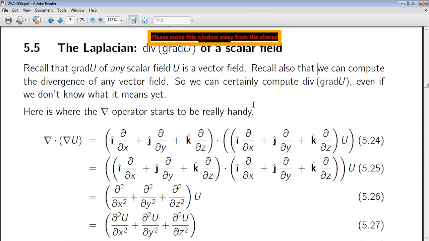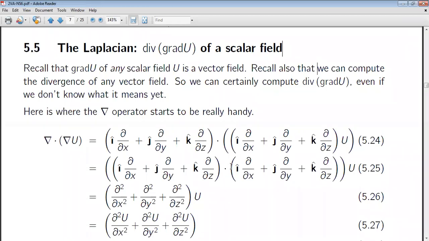Now Nabla is broken as i ∂/∂x + j ∂/∂y + k ∂/∂z, dot product with Nabla again, i ∂/∂x + j ∂/∂y + k ∂/∂z, into the scalar point function u. So the next step, equation number 5.25, represents what? The first part is the same, and the second part is also the same, i ∂/∂x + j ∂/∂y + k ∂/∂z. u should be written outside because it is a scalar point function.